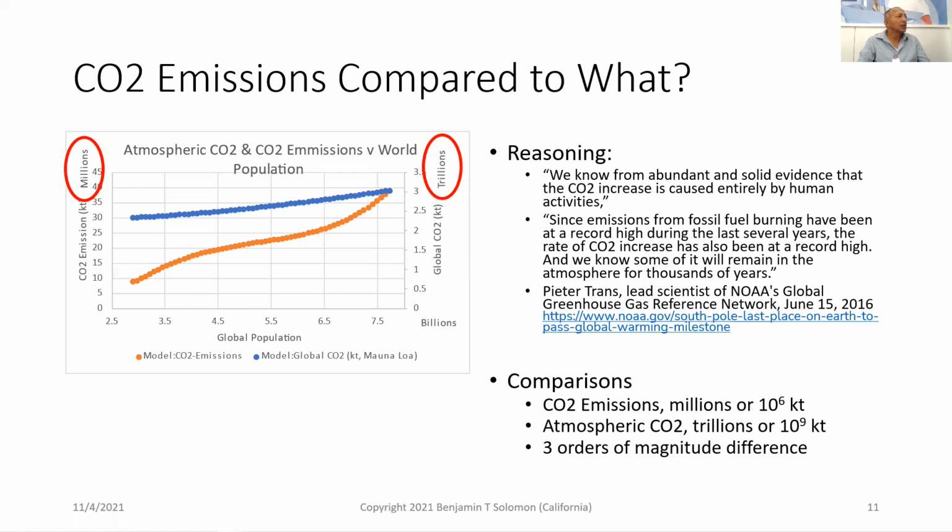So you have a model of the CO2 emissions, and you have the model of the global atmospheric CO2 as measured by Mauna Loa in Hawaii. That's the oldest metering station in the world. And you can see that the two are moving in the same direction. But notice that this gradient here is much steeper than this gradient.